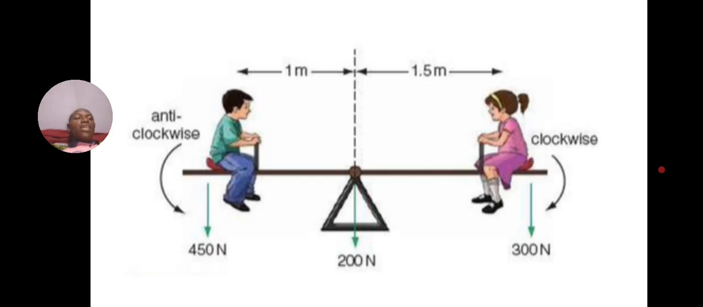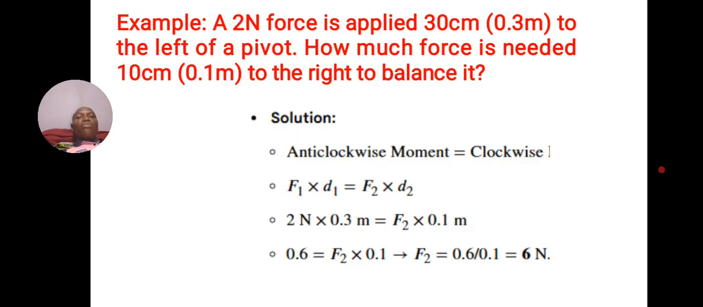That's just it. Let's work out a real life problem here, even though without image. This says a 2 newton force is applied 30 centimeters to the left of the pivot. Now we are given clockwise. Let's assume it is clockwise. I've already changed the distance to meters. Always change to meters. So we have the weight, that is the force, and we have the distance in the first direction. How much force is needed? Now look at how the question came: 10 centimeters, which is 0.1 meter, right of the balance.